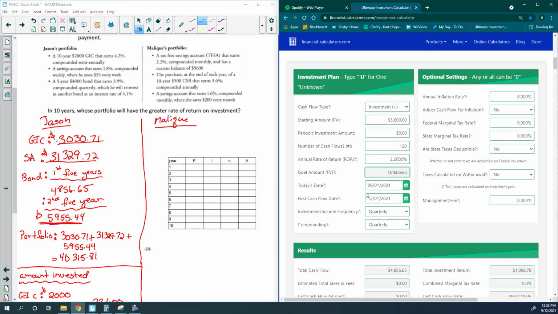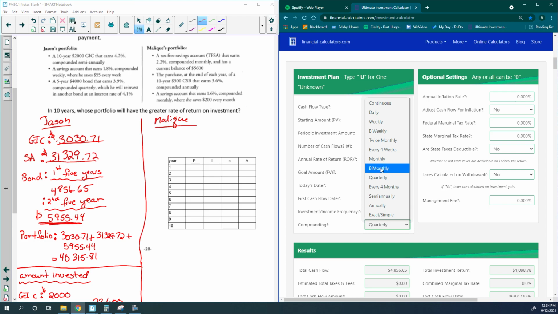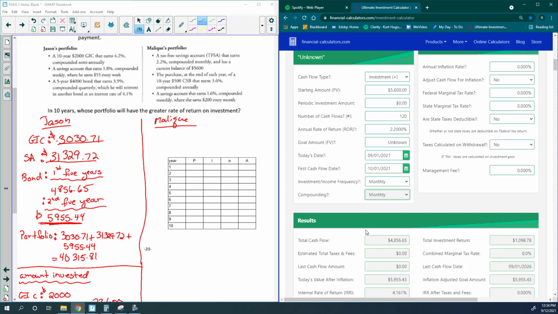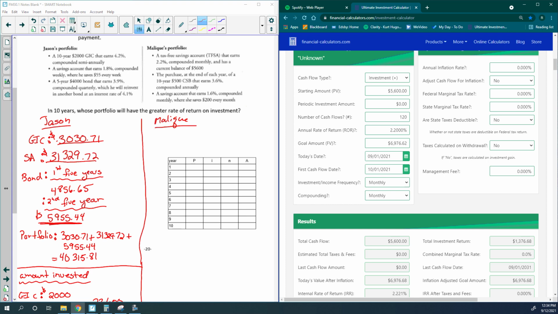We are doing this monthly, so my dates should be a month apart. My first cash flow should be 10/01/2021. My drop-down menus will be monthly. And so the TFSA is going to earn $6,976.62. And now, that's the tax-free savings account.